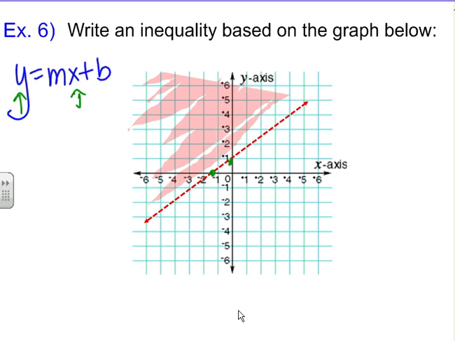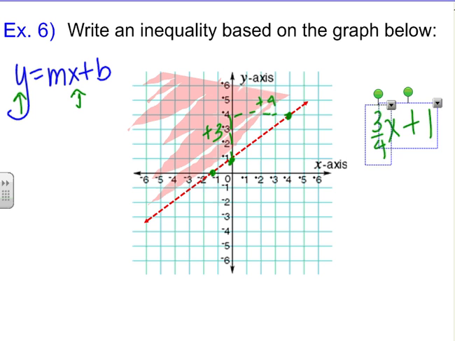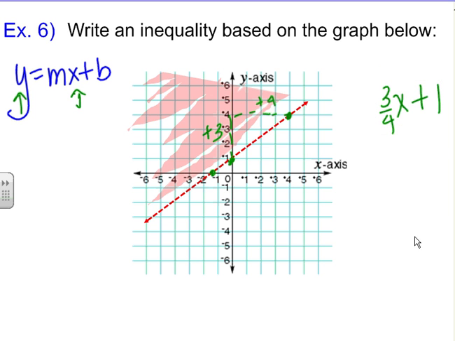Next, we want to take a look and see what information we can put in. Well, since we see that the y-intercept is 1, we can replace that with a plus 1. We've got to figure out a slope, so we look for another place where the line crosses, and we start to count our rise over run. 1, 2, 3, so we have a rise of 3, 1, 2, 3, 4, and we have a run of positive 4. So our slope is 3/4. So now at this point, we've got the right side of the inequality, 3/4 x plus 1.